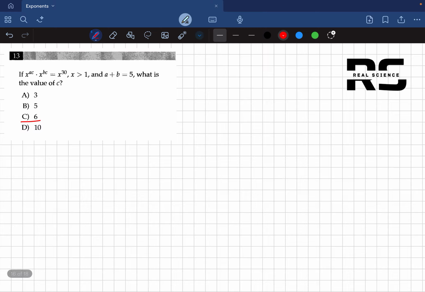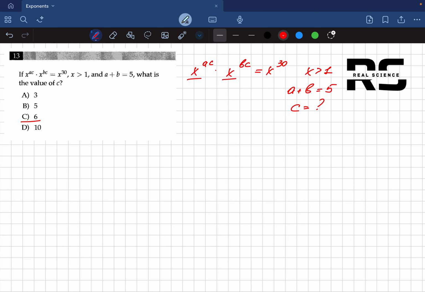Let's look at number 13. We have x to the power of AC times x to the power of BC is equal to x to the power of 30. X is more than 1. A plus B is equal to 5. What is the value of C?